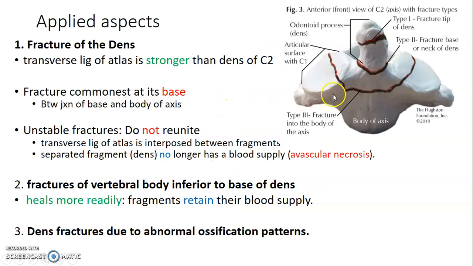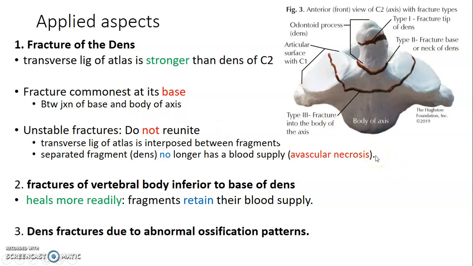So what are the applied aspects? We've talked about fracture of the dens, which can fracture at different parts. You can have a fracture at the base, which is the commonest, but you can also have an unstable fracture which fails to unite.